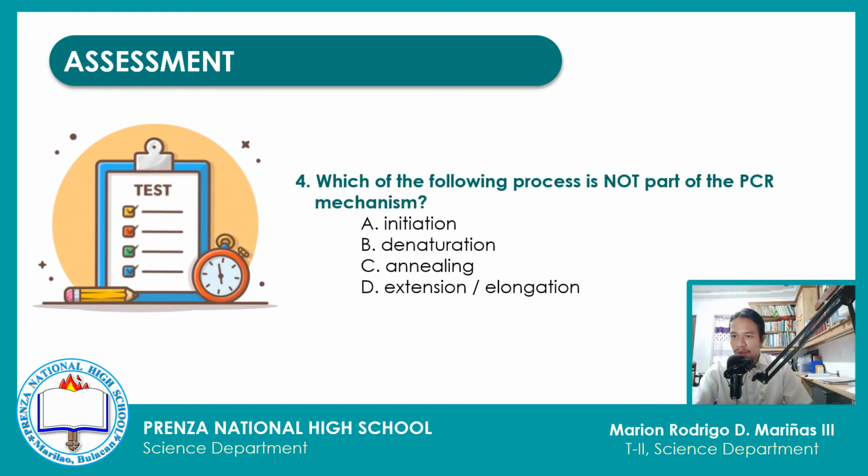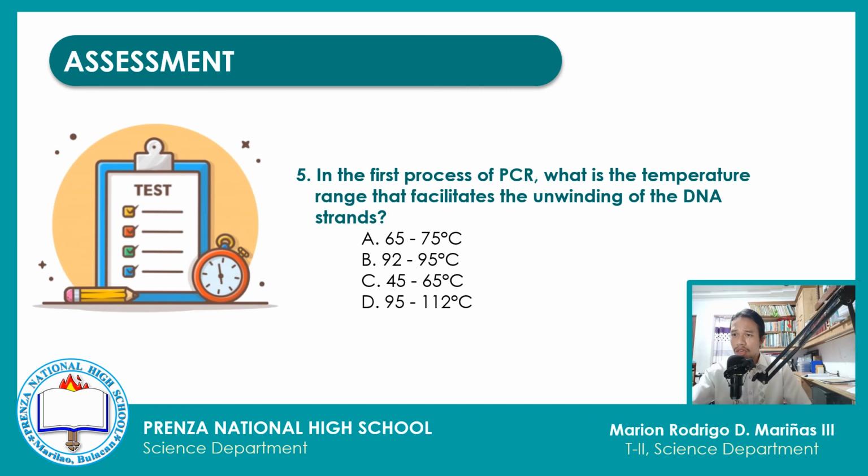For question number 4, which of the following processes is not part of the PCR mechanism? A, initiation, B, denaturation, C, annealing, or D, extension or elongation. And for question number 5, in the first process of PCR, what is the temperature range that facilitates the unwinding of the DNA strands? Letter A, 65 to 75 degrees Celsius. Letter B, 92 to 95 degrees Celsius. Letter C, 45 to 65 degrees Celsius. Or letter D, 95 to 112 degrees Celsius.